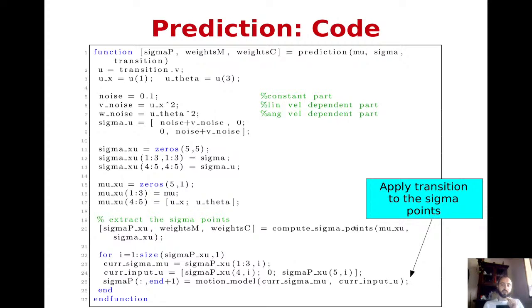I will pass this distribution to this amazing function, which gives me those quantities that we just discussed. And that is basically, for each sigma point, I will extract the state, I will extract the controls, and I will apply the motion model. And this will constitute the sigma points in output. Of course, the weights will stay the same, exactly the same that we computed in this step.